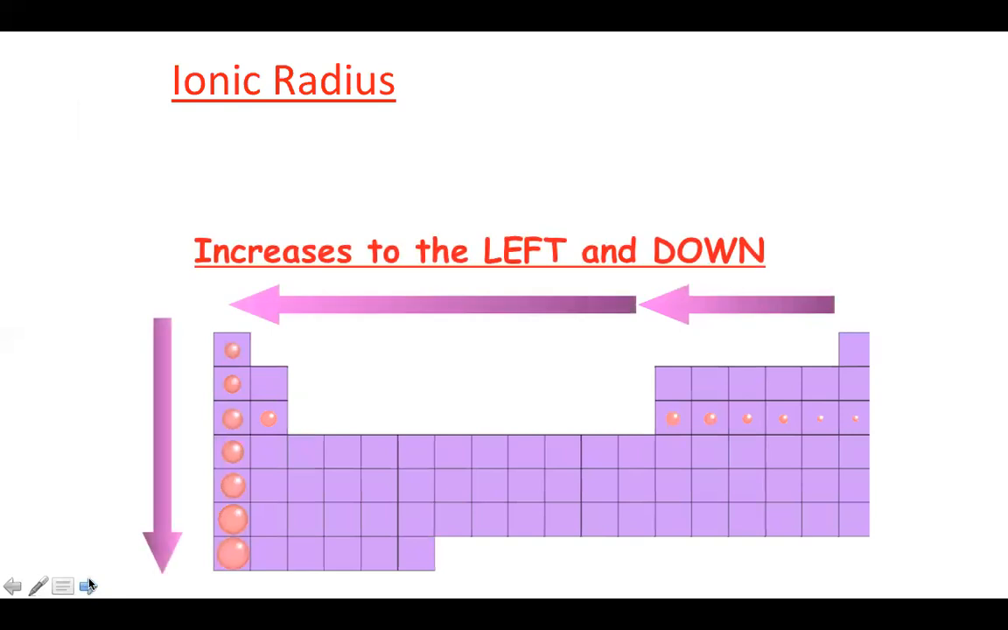So again, ionic radius follows the same trend as atomic radius, but we're looking at an ion instead of an atom, and it's going to increase to the left and down for the same kind of reasons. As we move to the left, the effective nuclear charge decreases, so it increases the size of the ion. And as we move down, we are adding larger energy levels, and the valence electrons are shielded from the nucleus's pull by more core electrons.